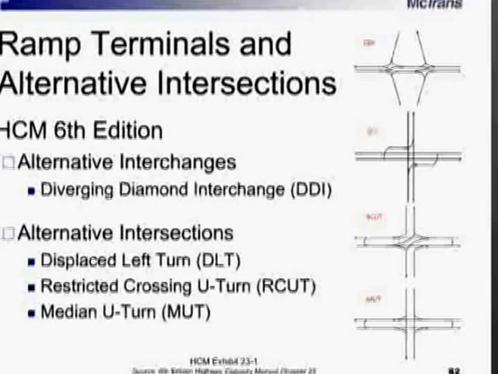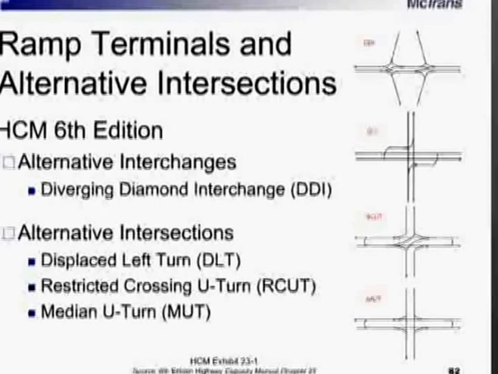A displaced left turn is if I'm coming this way on the minor street, I cross over the opposing traffic in advance of the intersection. So I get down here and I merge with the cross street, and I don't have to go through the major intersection. This is signalized, and typically both of these are signalized as well.